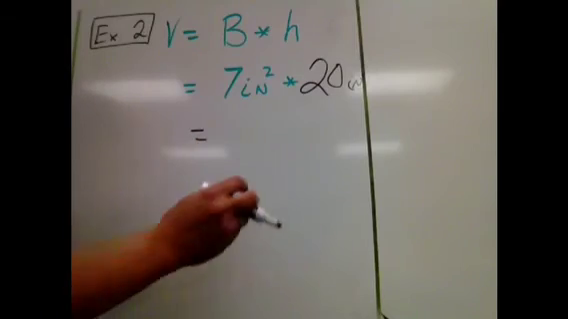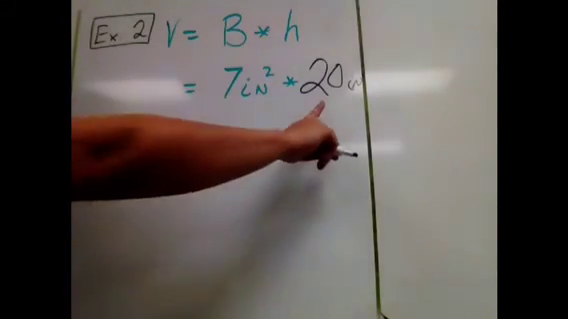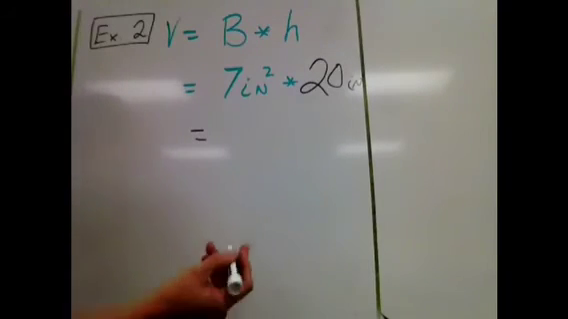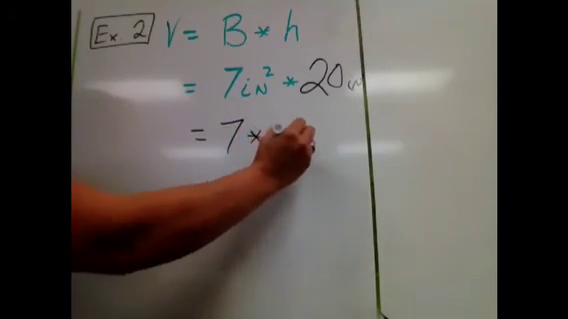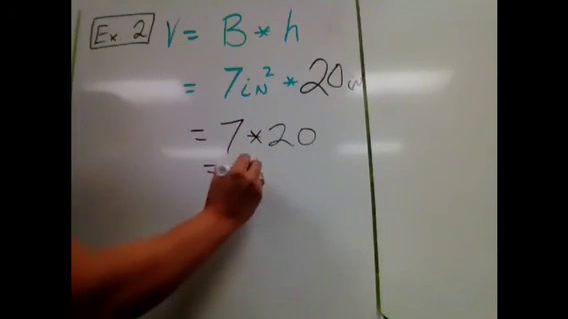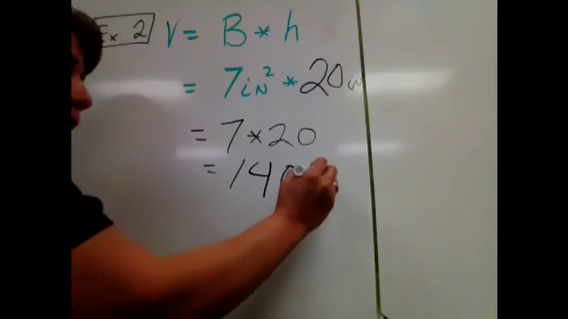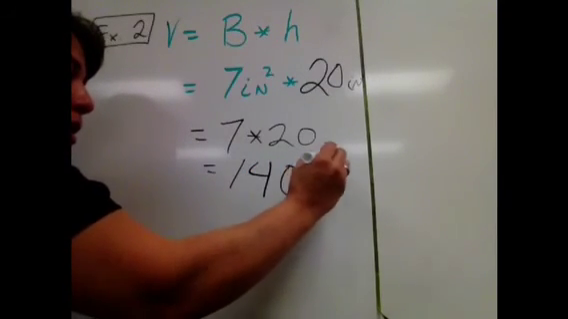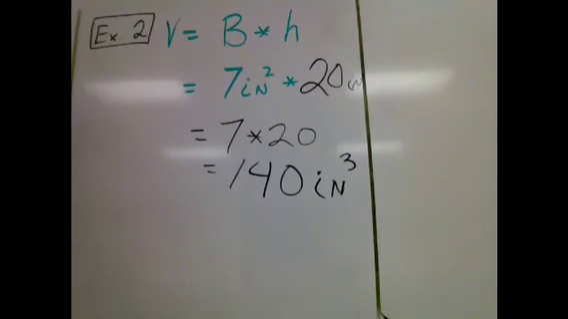To find the answer, of course, we're going to multiply these, because now we have the area of our base times the height of the prism. That's 7 times 20 equals, well, 7 times 2 is 14. Bring your 0 down. That's 140 inches to the third power, or 140 inches cubed. And that's how we find volume.